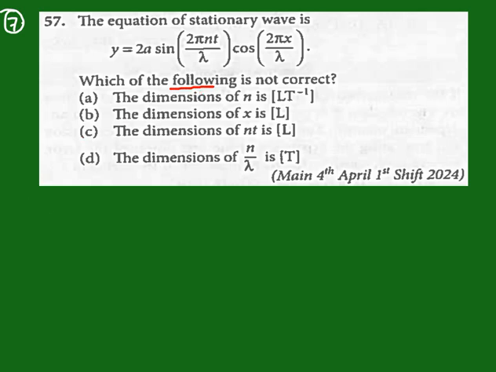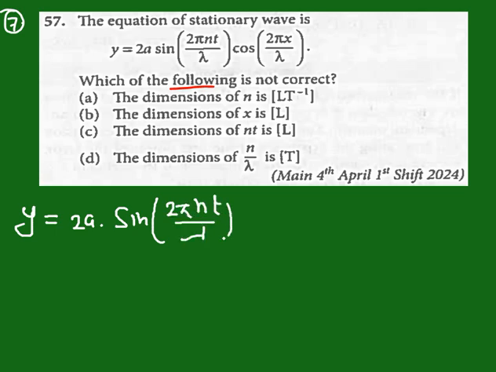So we have an equation y equal to 2a sin(2πnt/λ) cos(2πx/λ). We have to calculate and check each and every option. In the first option they are asking about the dimension of n.